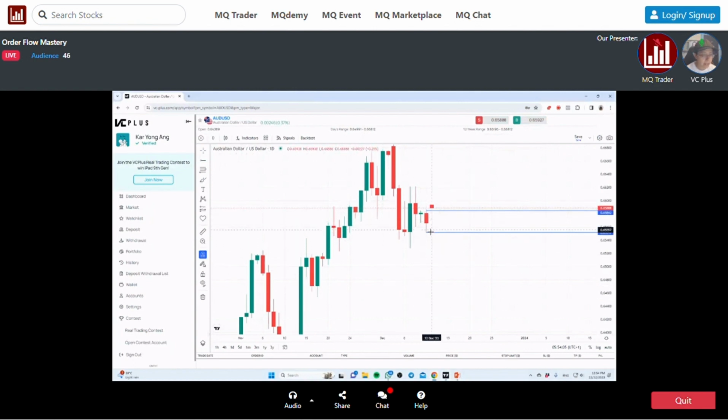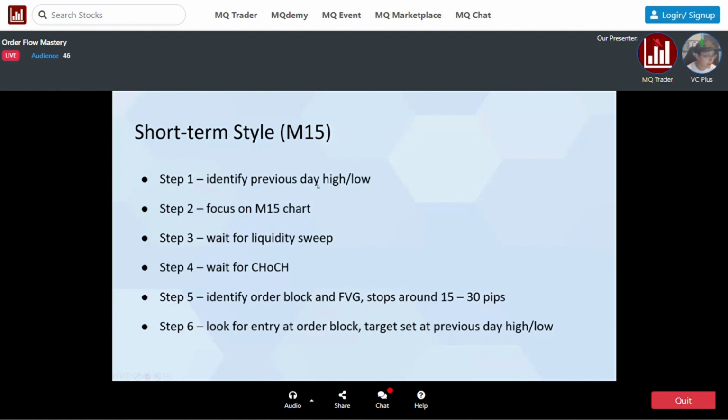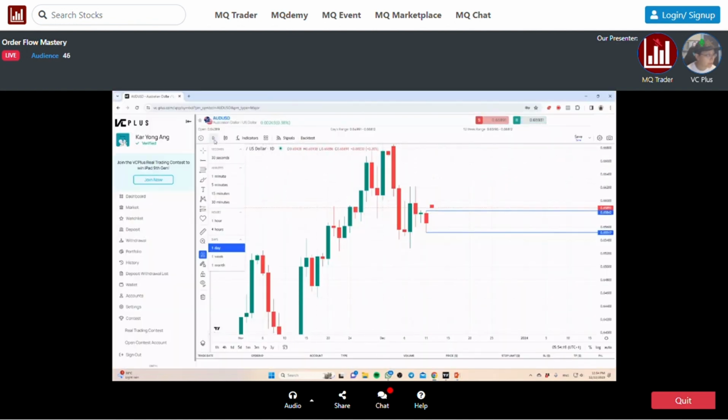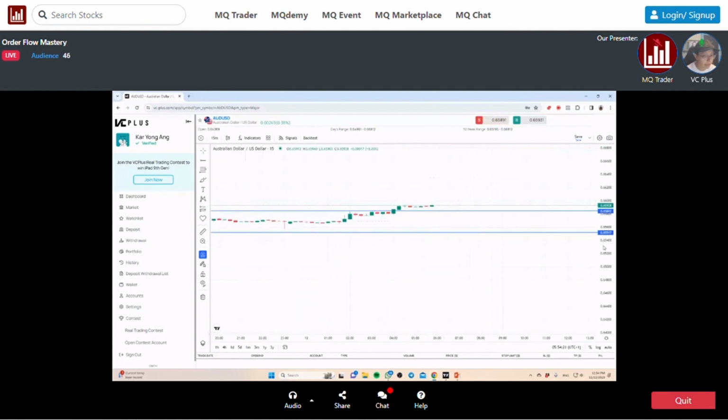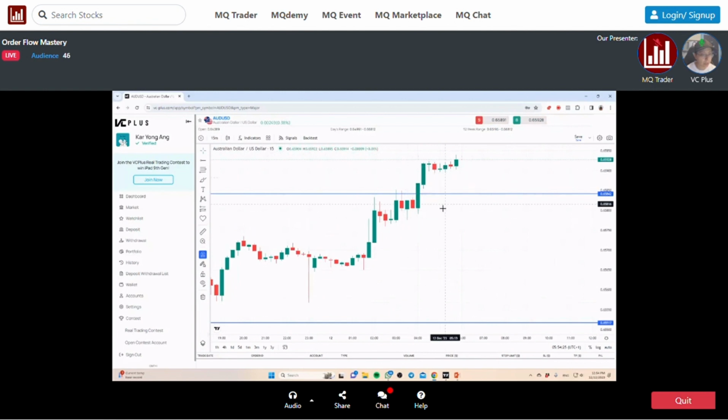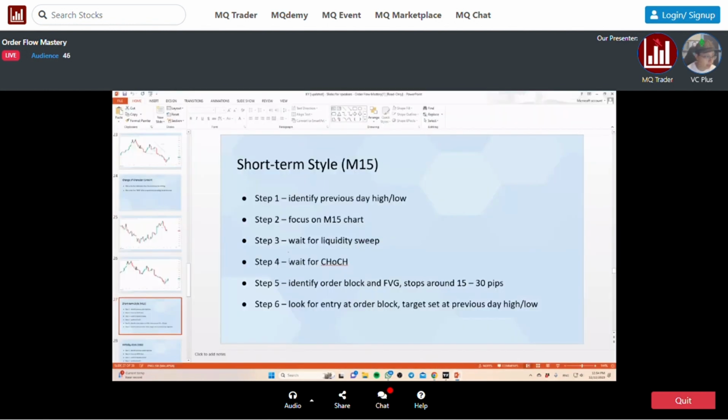Once we identify the high and low, I'll go back to the slide. First step, identify the previous high and low. Then we go to the 15-minute and wait for a liquidity sweep. So what do we have over here? We go over to the 15-minute, and you can see the 15-minute has actually swept the liquidity of the previous day high. That's what we want, but we don't enter immediately. What we want next is to wait for a change of character. Why is that the case?